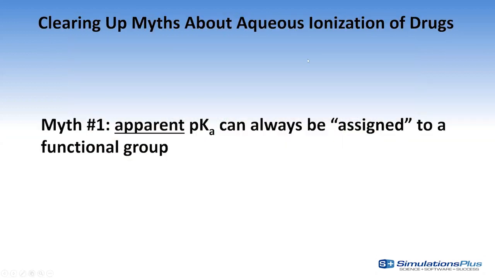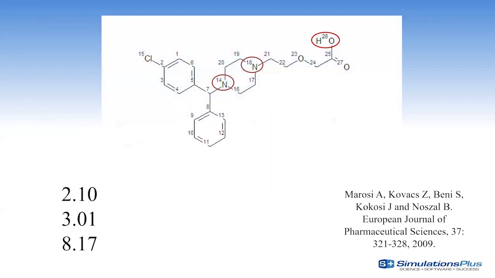Clearing up myths about aqueous ionization of drugs. The first myth, which is very, very prevalent, is that apparent pKa's are measured in the traditional titration experiment. There is a prevalent belief that every apparent pKa can always be assigned, so-called assigned, to a functional group. Therefore, if you have a molecular structure, you have your compound and measured pKa's, the first instinct is to affix the measured values to individual functional groups. Okay, let's talk about it.